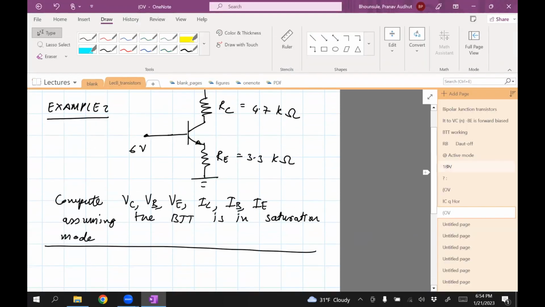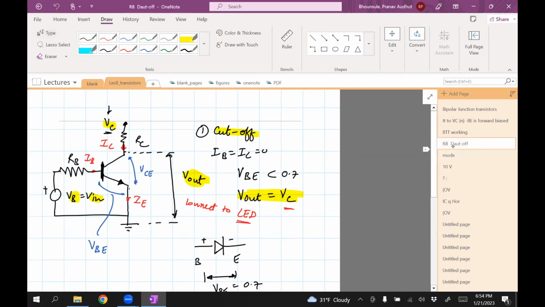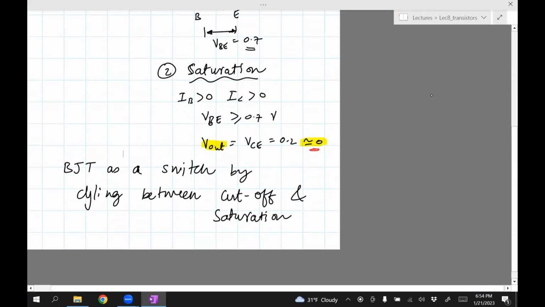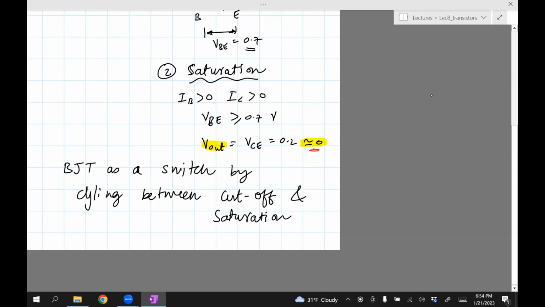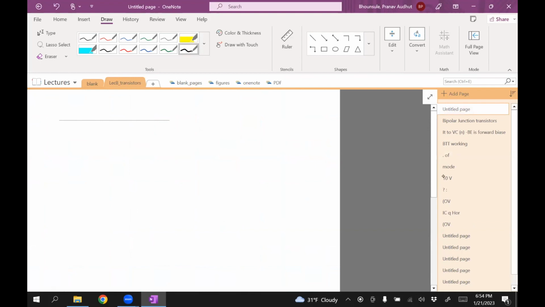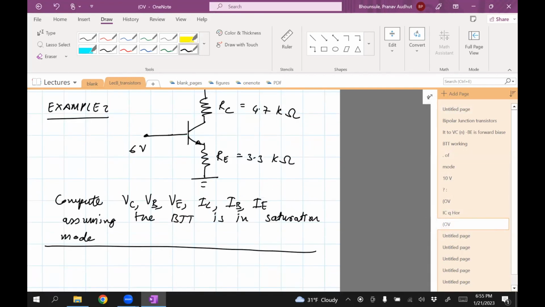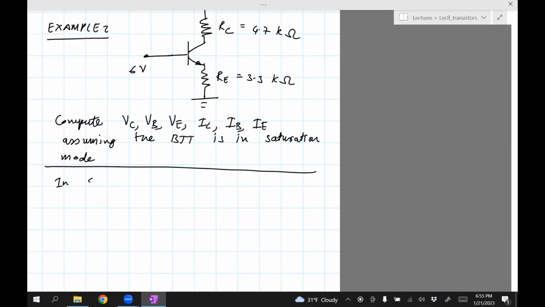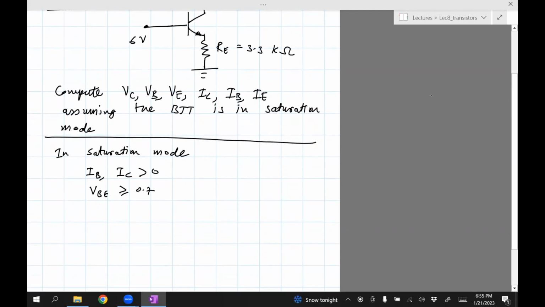Okay, and let's look at the assumptions of the saturation mode. So if you go back to here, this is the cutoff mode, this is the saturation mode. We have the following assumptions. IB is greater than 0, IC is greater than 0, VBE is greater than or equal to 0.7, and VCE is 0.2. Okay, so let's write this down and we'll use them. So in saturation mode, IB, IC is greater than 0, VBE is greater than or equal to 0.7, and VCE is equal to 0.2. And of course, IC is not equal to beta IB. Okay, we can check that, but it will not come true.